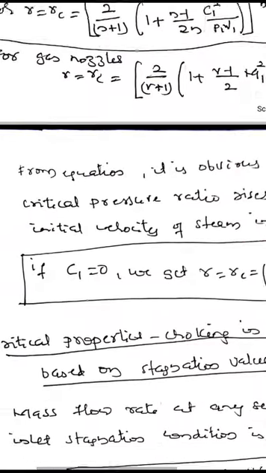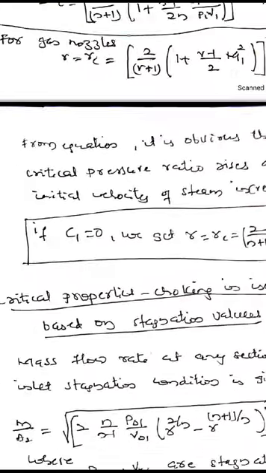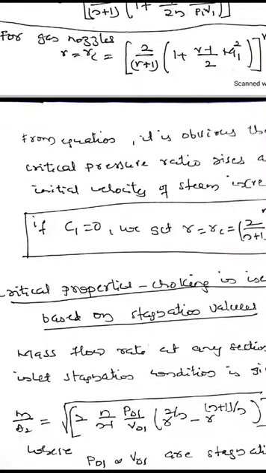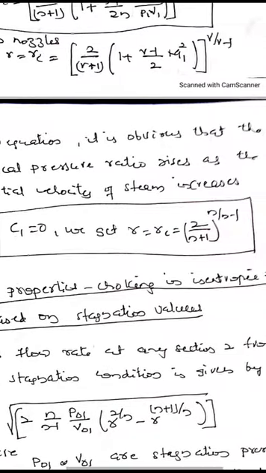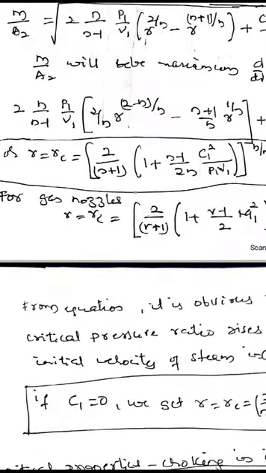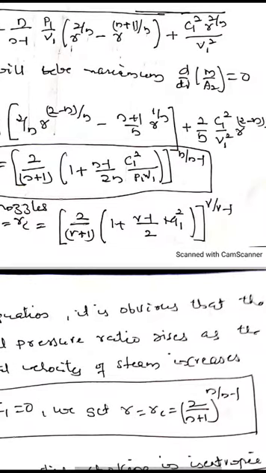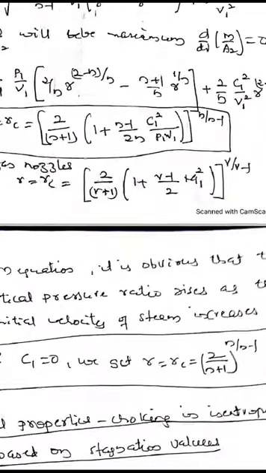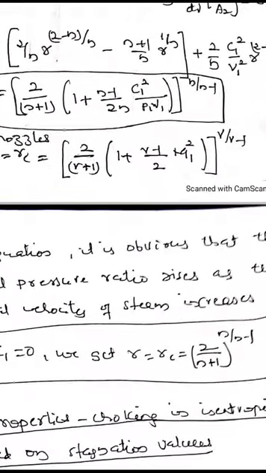If you assume the initial velocity C1 equal to 0, then in the above expression we get the critical pressure ratio rc equal to (2 by (n plus 1)) whole raised to n by (n minus 1). This is the critical pressure ratio neglecting the initial steam velocity, which has been derived earlier.